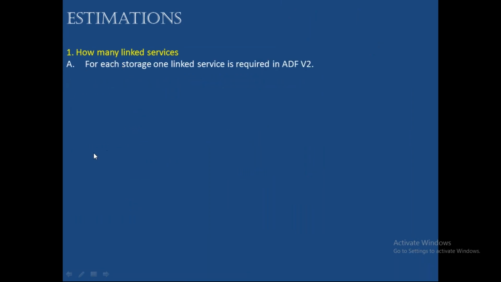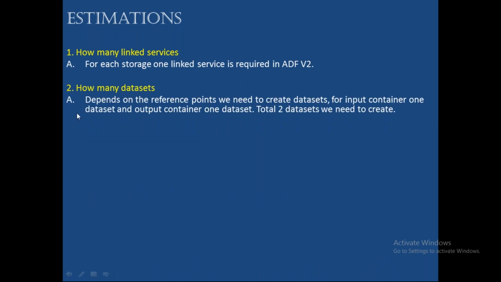Estimations: how many linked services do we need? For each storage, one linked service is required in ADF V2. We are going to use a single storage, so we need only one linked service. How many data sets do we need to copy data from the input container to the output? It depends on reference points. For the input container, one data set, and for the output container, one data set. Total 2 data sets we need to create for this requirement.